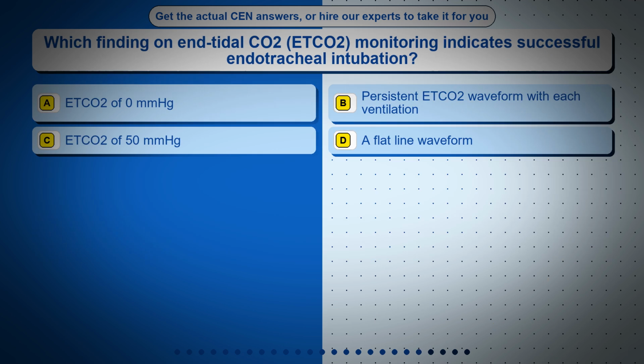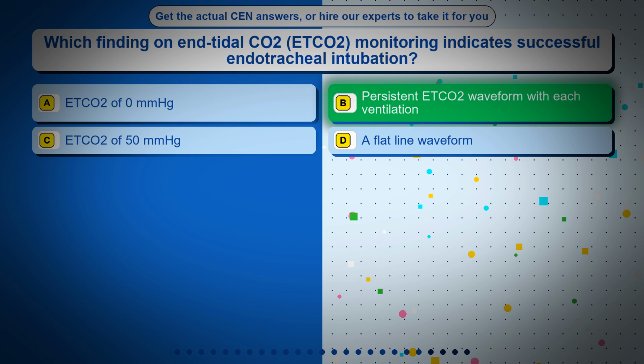Question 21. Which finding on end-tidal CO2, ETCO2, monitoring indicates successful endotracheal intubation? Option A, ETCO2 of 0 mmHg. Option B, persistent ETCO2 waveform with each ventilation. Option C, ETCO2 of 50 mmHg. Option D, a flat line waveform. The correct answer is option B, persistent ETCO2 waveform with each ventilation.